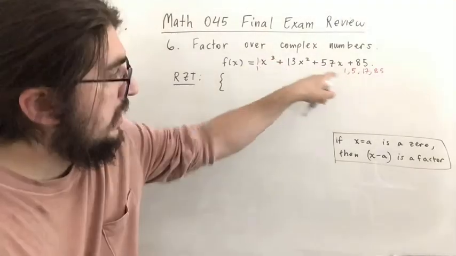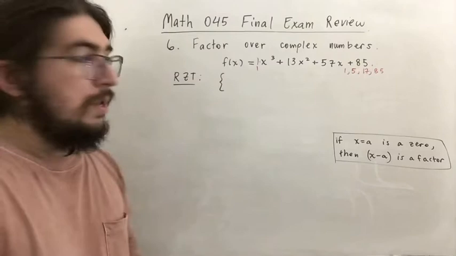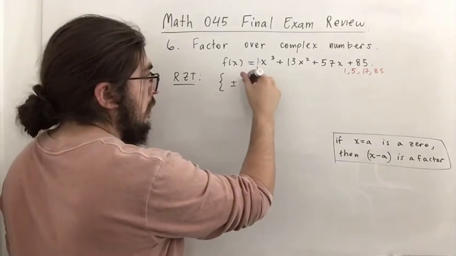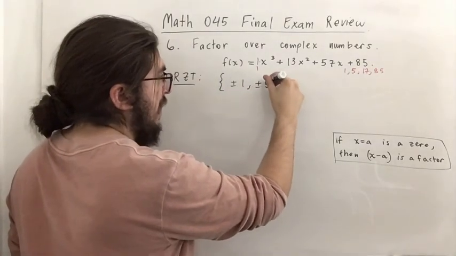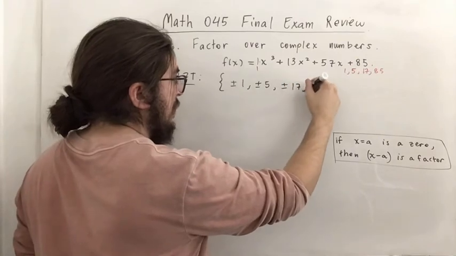So we're going to divide all of these by 1, so we just get these, but with plus or minuses. So we're going to check 1, plus or minus 5, plus or minus 17, and plus or minus 85.